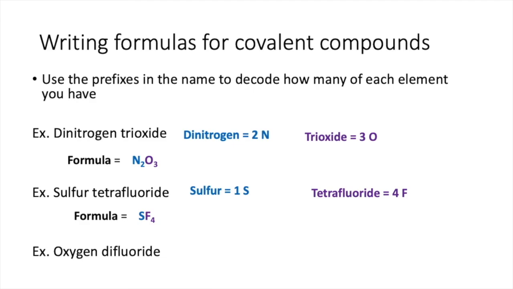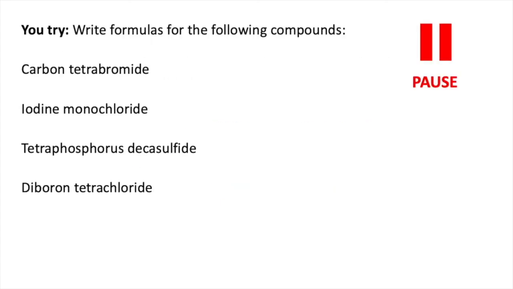Here's oxygen difluoride. So oxygen has no prefix, so there's just 1 oxygen. Di means 2, so there's 2 fluorines. Becomes OF2. Okay, you try. Pause the video, give these ones a try, and press play when you are ready to see the answers.